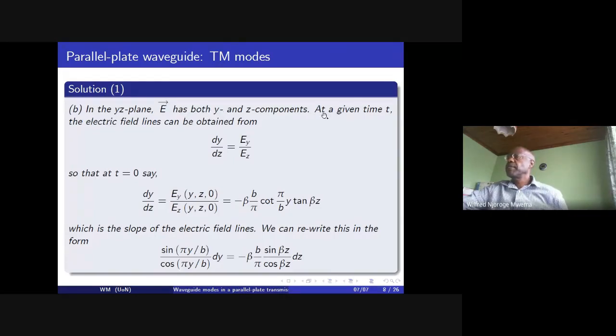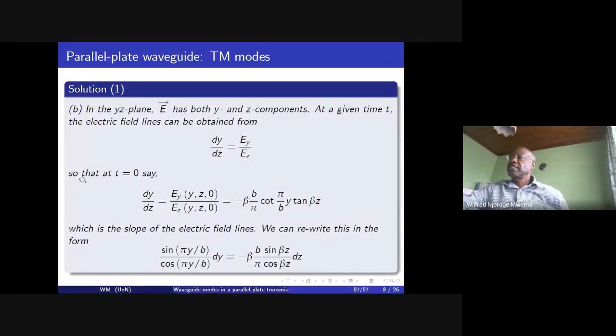and z components. At a given time t, the electric field lines may be obtained from the expression dy by dz equals Ey by Ez. It's like looking for the tangent of the angle between the electric field lines and the z-axis.